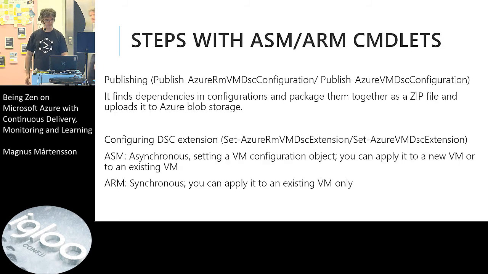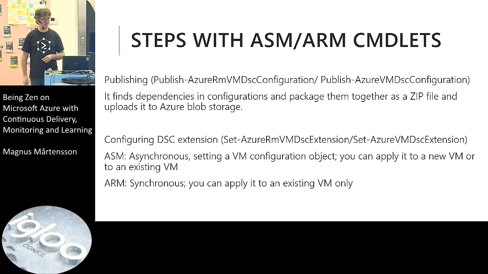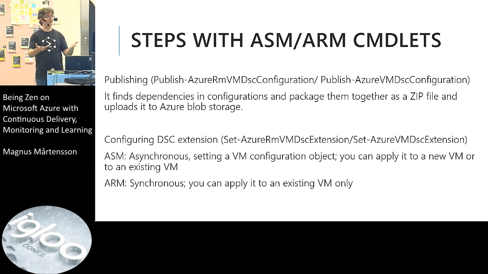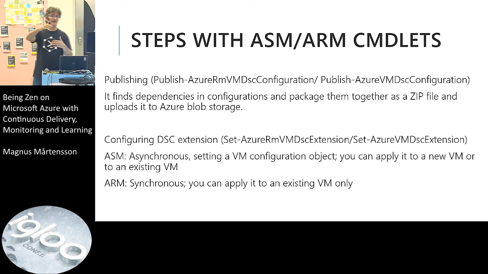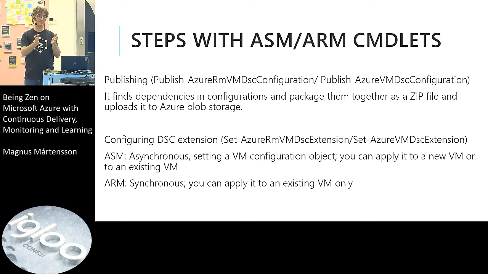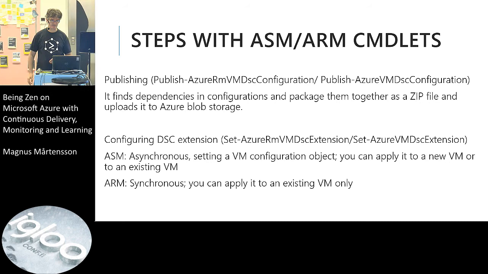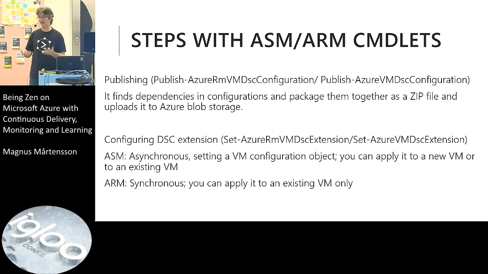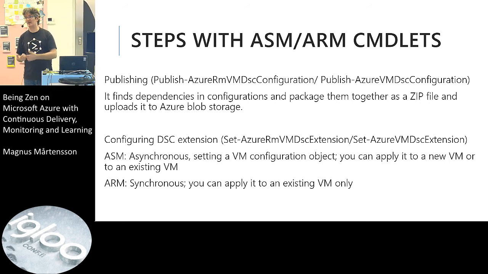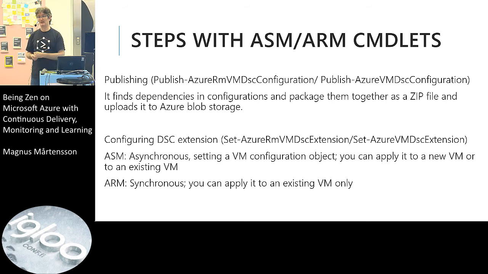Okay. So the steps for working with the commandlets and the DSC extension are: first we need to publish our configuration. We will have a configuration, and during the publishing process a zip file will be created with that configuration and all the needed resources for configuring something, if they are not built in, and then it will be uploaded to an Azure storage account. Then we will use the set commandlet to actually configure our VM.